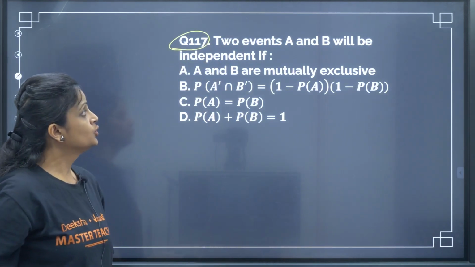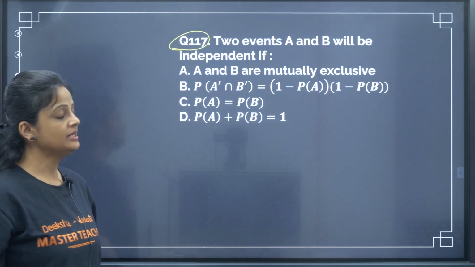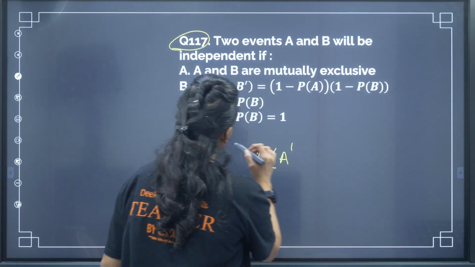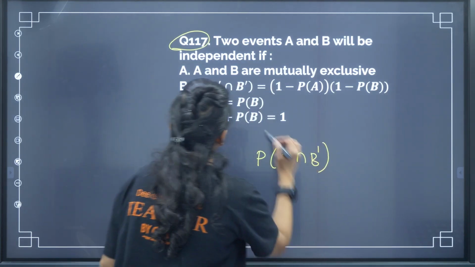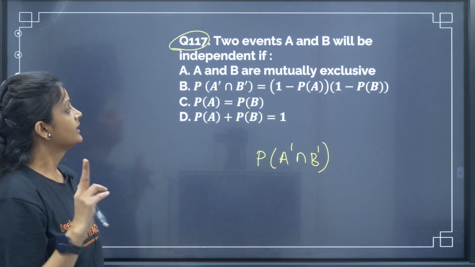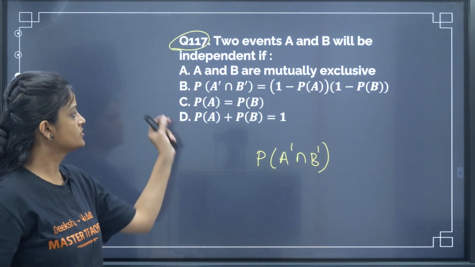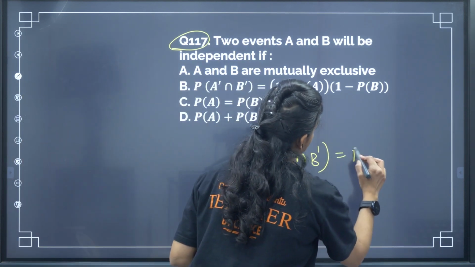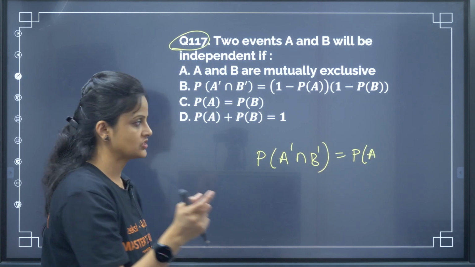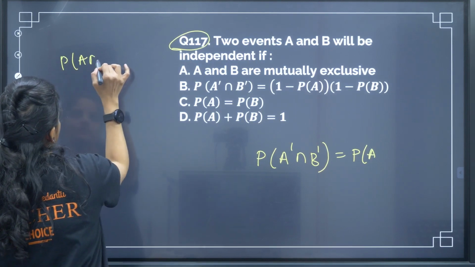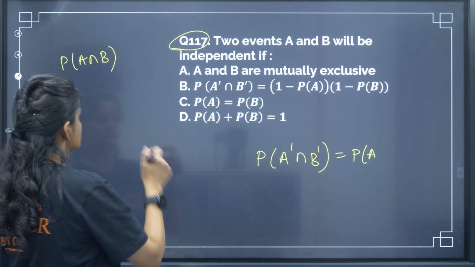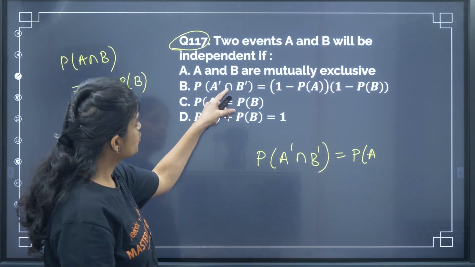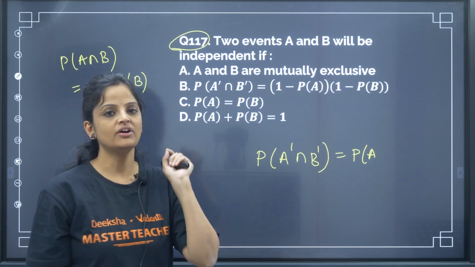117th question. Two events A and B will be independent. Independent means what? P of A dash, if you have, check the options. Two events are independent, A and B are mutually exclusive, or option B or C or D is given. So if I go with this, I can write it as intersection. No, I need the intersection. So what is the independent condition? When I take A and B intersection, I can take it as P of A times P of B. This is what it is. So I chose option B, where it is given already.